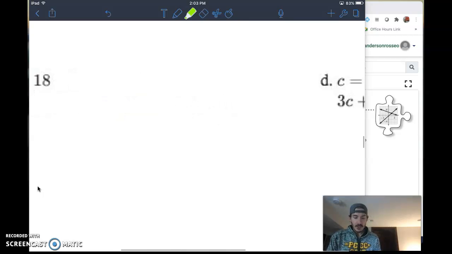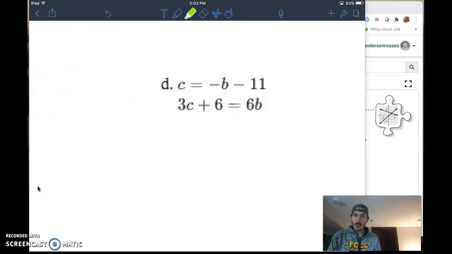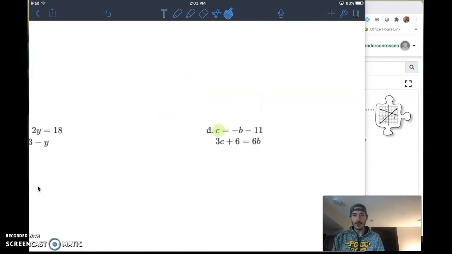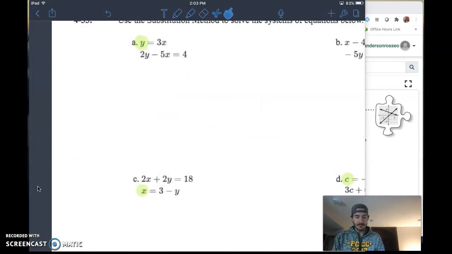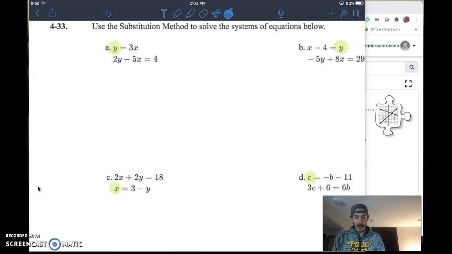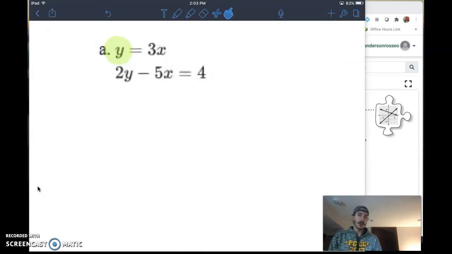Finally, let's check out letter D. Letter D, I've got 2 equations. I've got B and C in each equation. And in the top equation, I've got C all by itself. Again, substitution is going to be a very nice method. And I'll start with A here, and it's going to go pretty quickly.